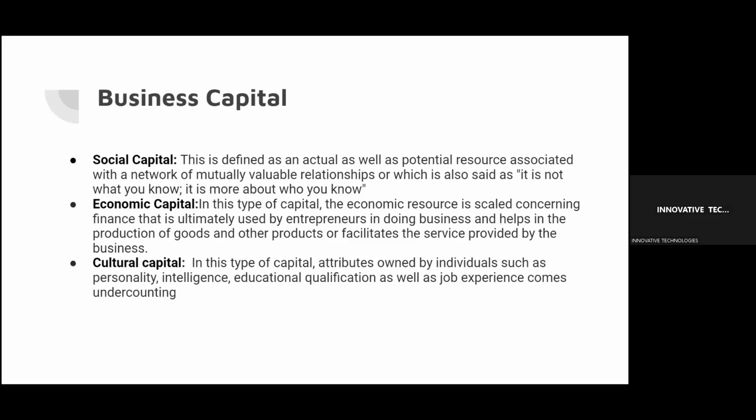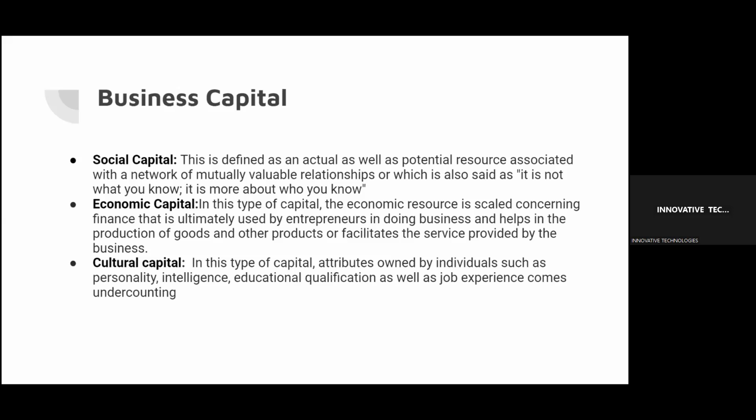So what are the types of capital, and where can we acquire capital? There are basically three forms of capital that a new venture needs to achieve success. If you have a startup, you need to acquire capital. So there are three types of capital. First is the social capital, next is the economic capital, and next is the cultural capital.